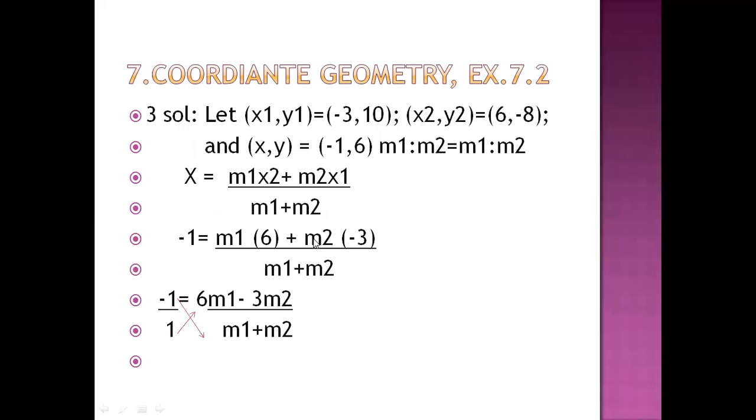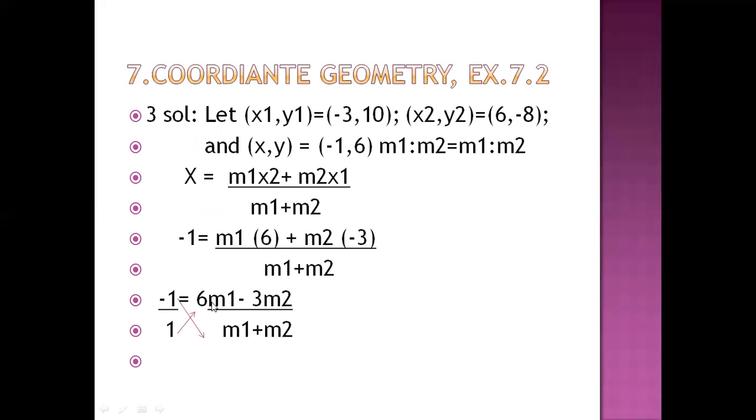So to find the ratio, the point and x1, y1 and x2, y2 are given, but only m1 and m2 are not given. So to find that ratio, you must use either the x formula or the y formula. Here I used the x formula. So x is equal to m1 x2 plus m2 x1 by m1 plus m2. The x value here is -1, so write -1 is equal to m1, we have not been given, so write m1 only. The x2 value is 6, so write 6. And m2 is not given, so write m2 only. And the x1 value is -3, by m1 plus m2.